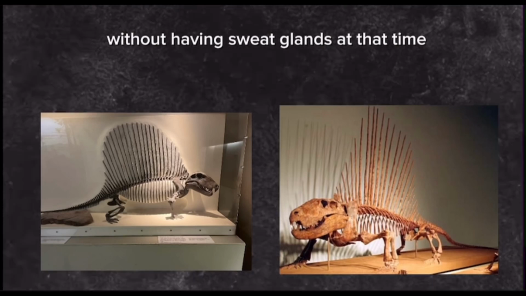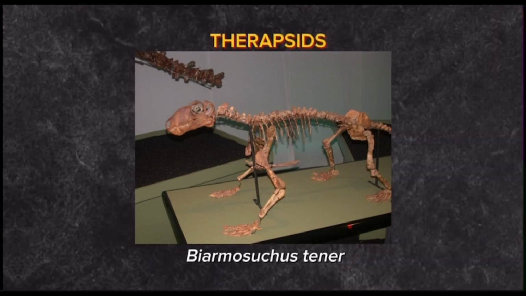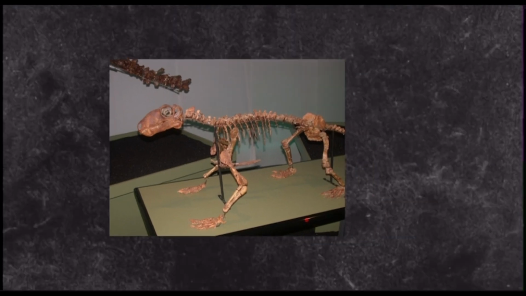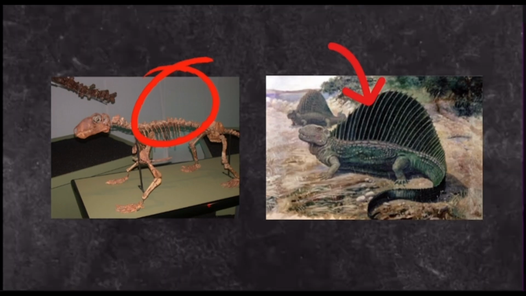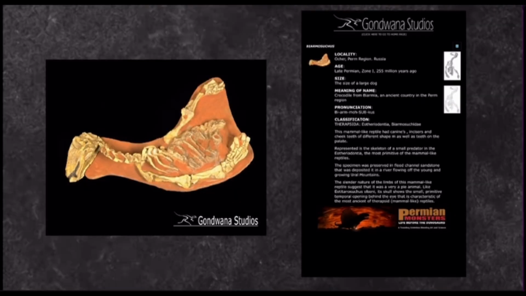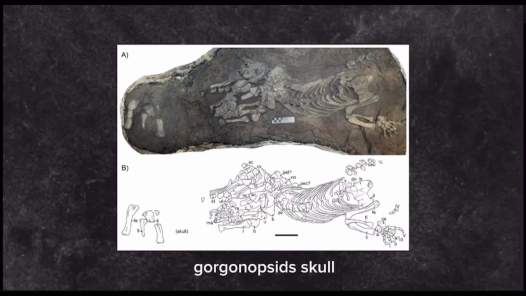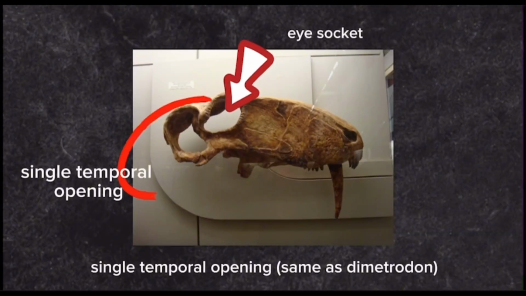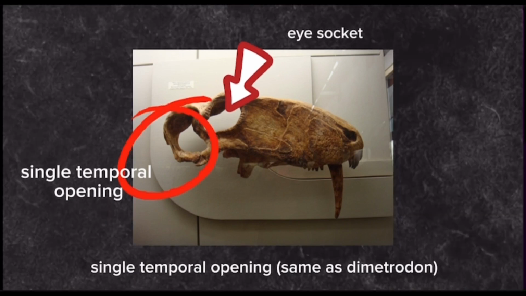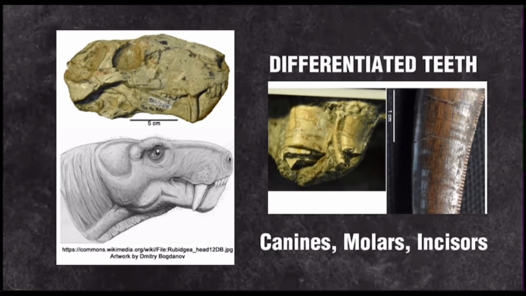Next is the fossil of Biarmosuchus tener, a species from the Therapsid group. This fossil showed that it did not inherit the sail-like structure from Dimetrodon and looked more like a lizard, which led people to assume it was a reptile at first. However, the discovery of Gorgonopsian skulls showed that they had a single temporal opening, like Dimetrodon, and had differentiated teeth, such as canines, molars, and incisors.